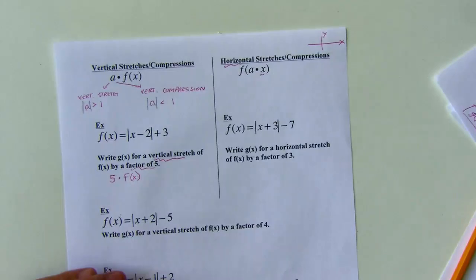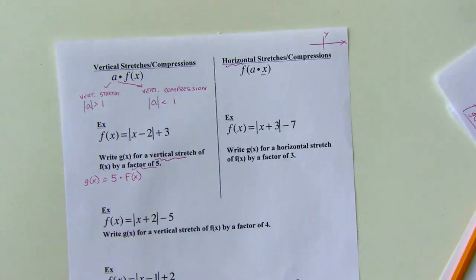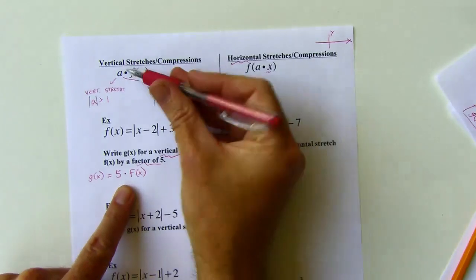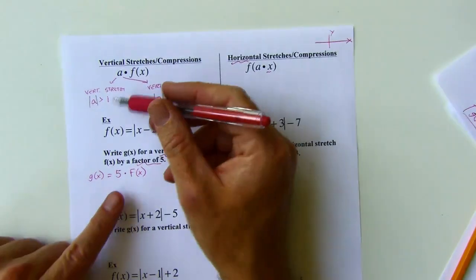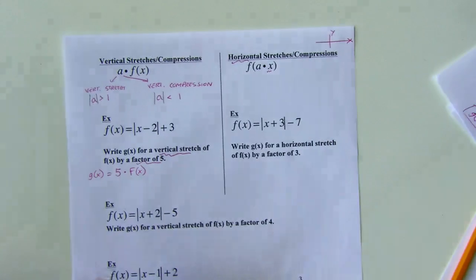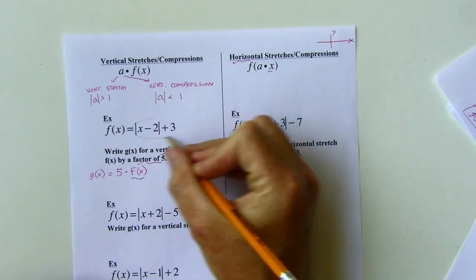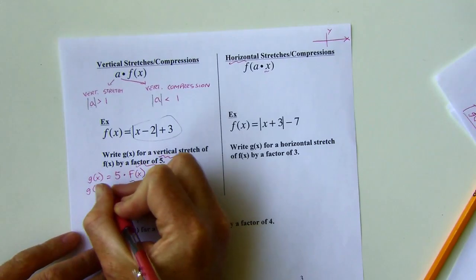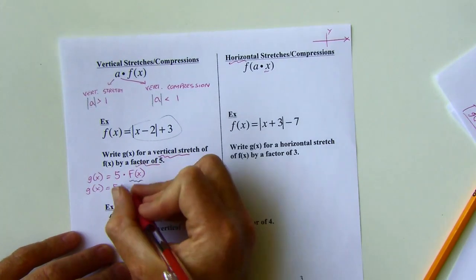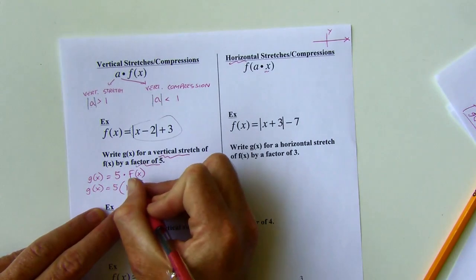Okay, so I've got this, and this is what g of x is going to equal. I'm writing an equation for g of x. I'm going to take 5 times f of x. What I'm going to do then is substitute in f of x, the whole thing. f of x equals all of this. So g of x then is going to equal 5 times, and I'm going to use parentheses to show 5 times all of that: absolute value of x minus 2.